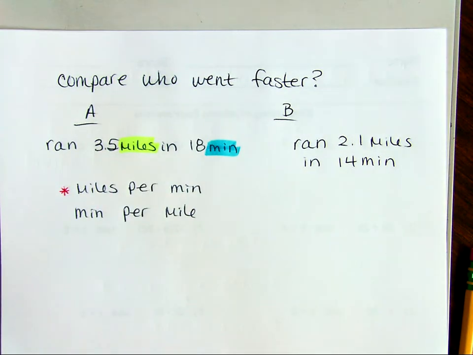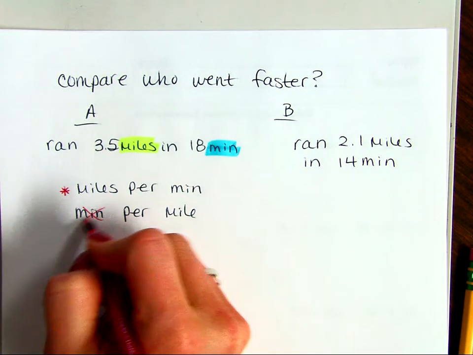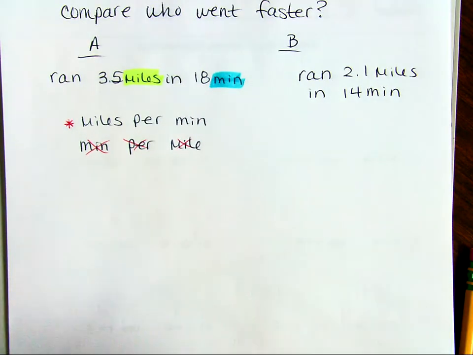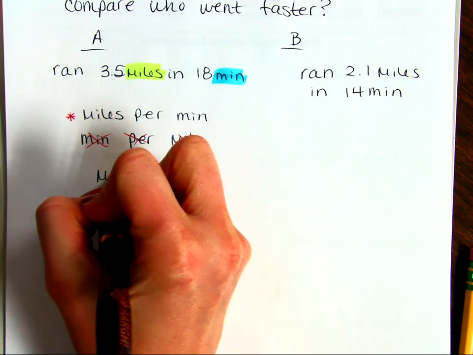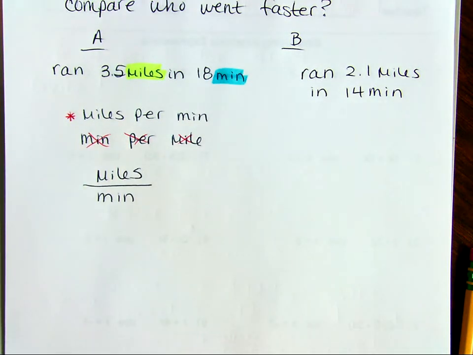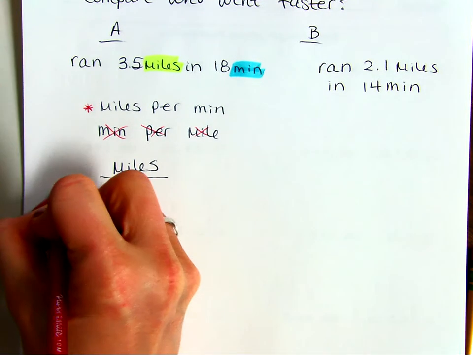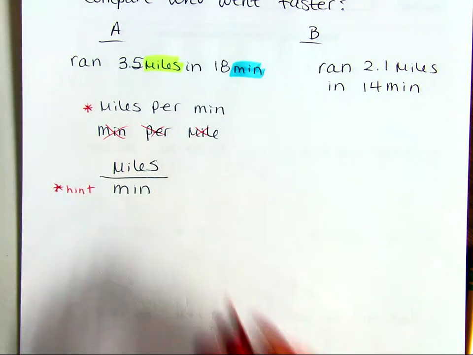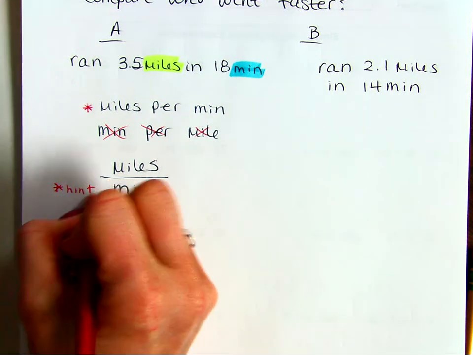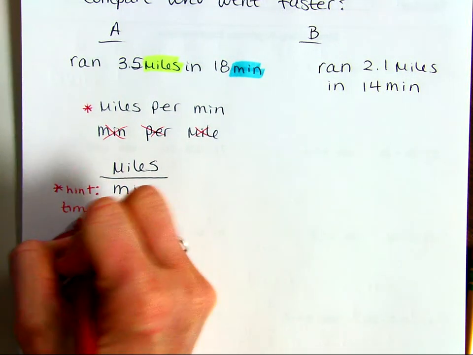So, what do I do now that I've determined the correct wording? What was that process? Write it as a fraction. Miles per minute. Let me give you a huge hint. If you ever get confused, your unit of time, whether it's seconds, minutes, hours, days, years, months, your time is going to almost always be in your denominator. Time in the denominator.